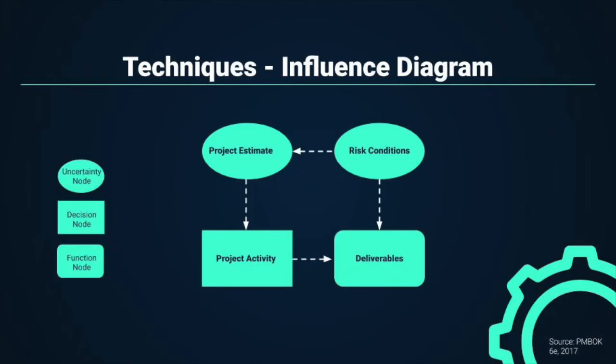The last major technique discussed in the PMBOK is influence diagrams. These are graphical aids to help with decision making under uncertainty. Similar to decision trees, influence diagrams have various nodes that represent different things. They can depict an entire project or just a specific situation within a project.